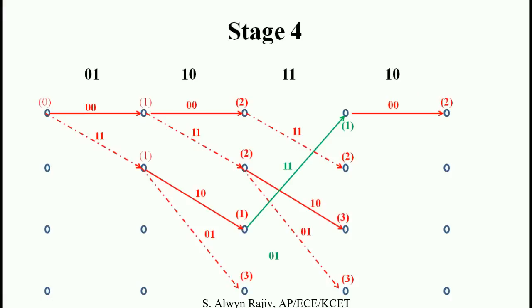Next, we are going to find similarly. This node metric value becomes 2. This node metric value becomes 2. This node metric value becomes 4.